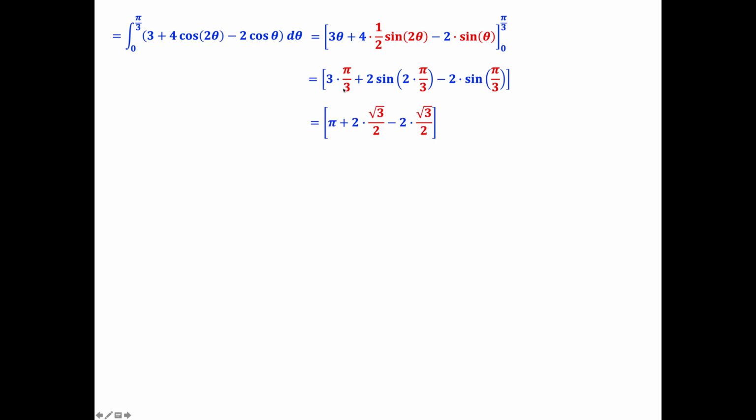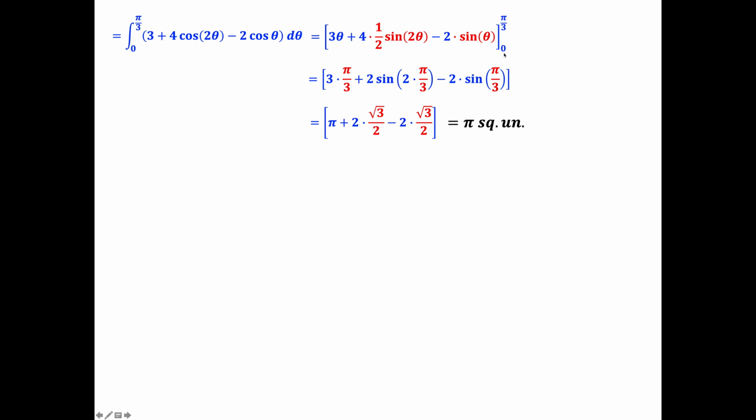So 3 times pi over 3 gives me pi. I get 2 pi over 3, so that's like saying 120 degrees. That's radical 3 over 2 times 2, which will be just radical 3. And this is still radical 3 over 2. Cancel the 2, so we'll have pi, looks like plus a radical 3. Oh, they're going to both cancel out. We get pi square units.